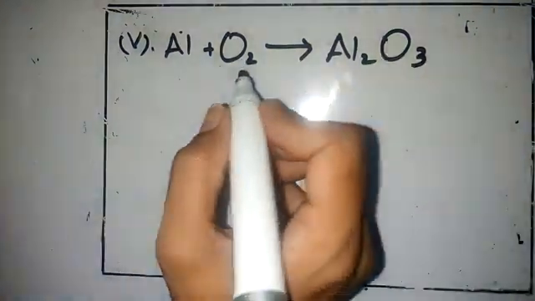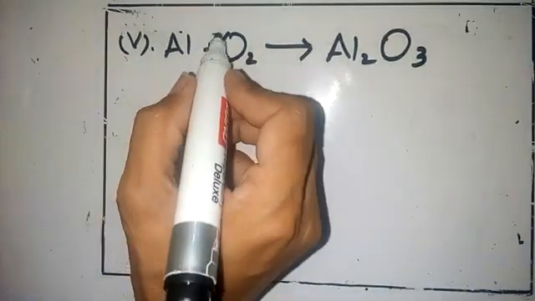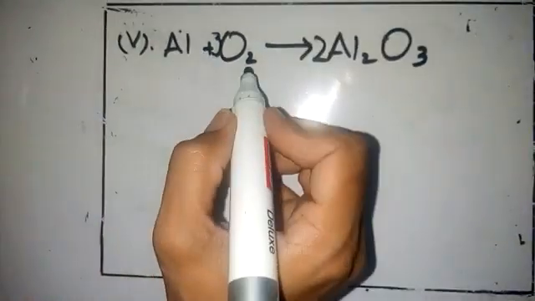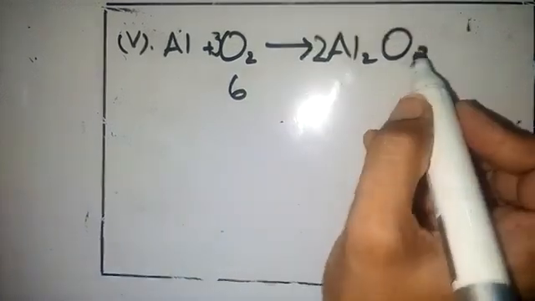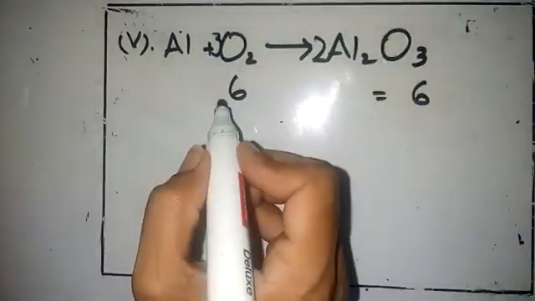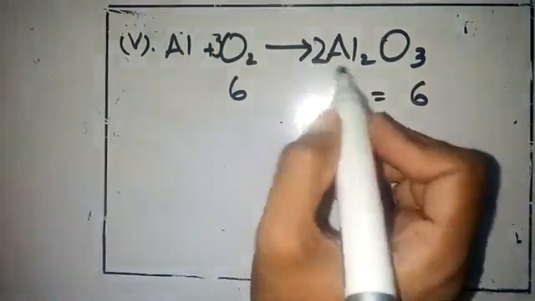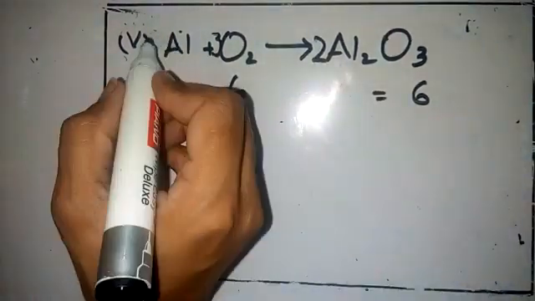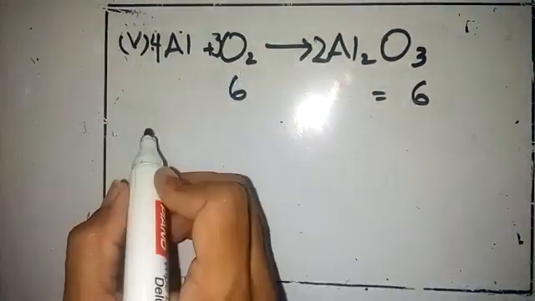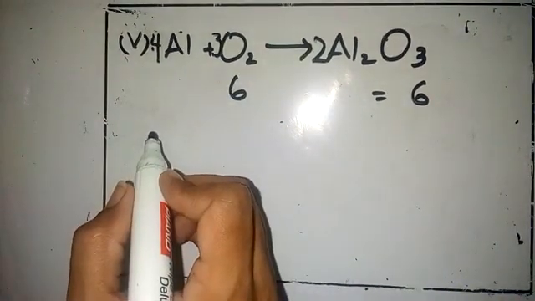So we balance them in their multiples. We put here 3 and we put here 2. Now 3 2s are 6 and 2 3s is also 6. In this way oxygen is getting balanced here. Now aluminium is getting 4, so we write down 4 here. So in this way this equation will get balanced.